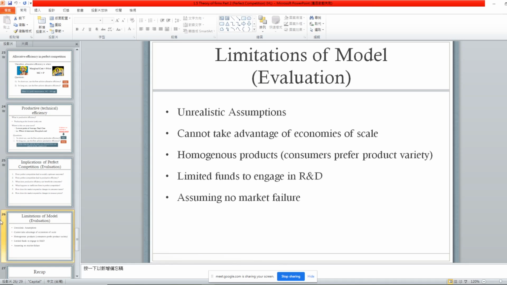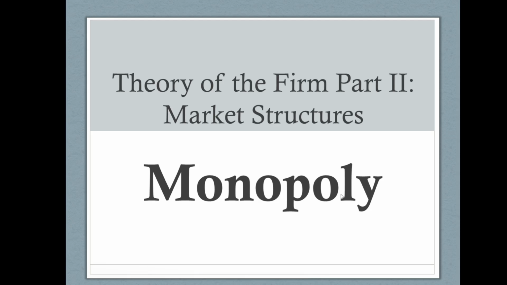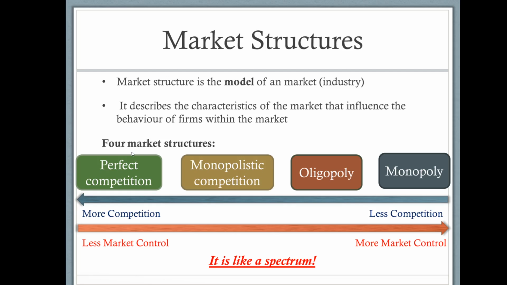That's the problem. Now we are going to move on to the next one, and we are going to talk about monopoly. When it comes to monopoly, we have learned that from GCSE. Before we go to monopolistic competition and oligopoly, we want to study the two extreme cases first, and they are perfect competition and monopoly.